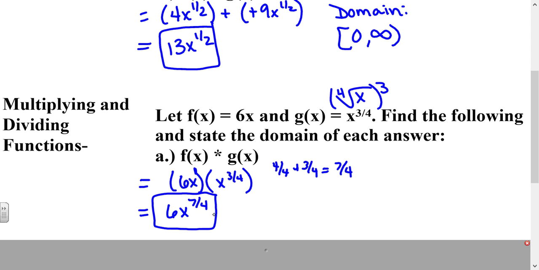So if I look at my answer here, it also has a 4th root, so I can't plug in any negative numbers for my x. So my domain for this one is also going to be from 0 to positive infinity. 0 can be plugged in, because I can take the 4th root of 0, it's just 0. And I can plug in anything positive all the way up to infinity.